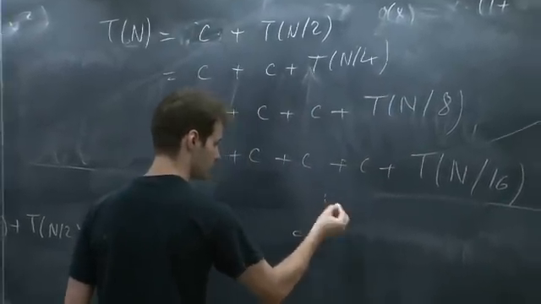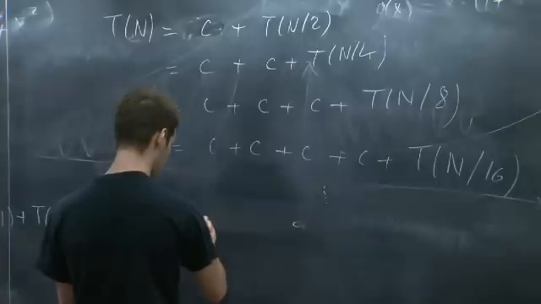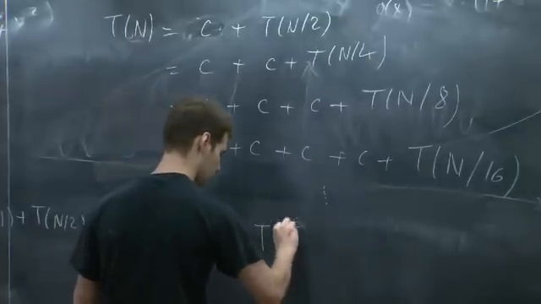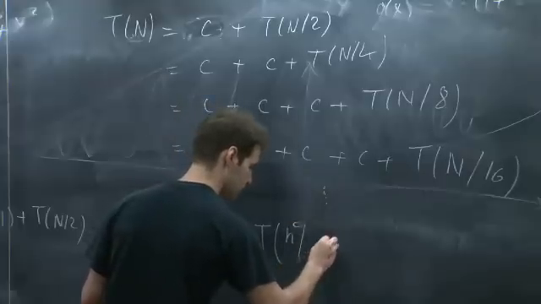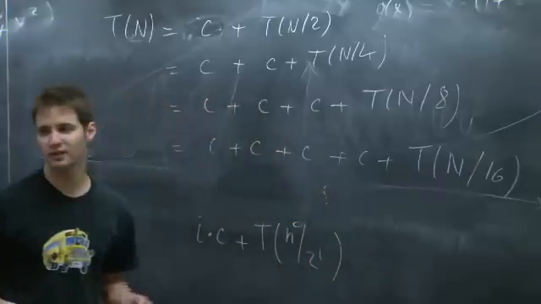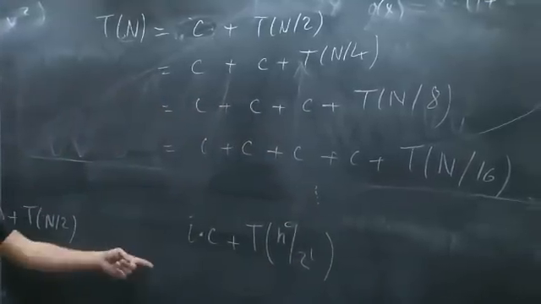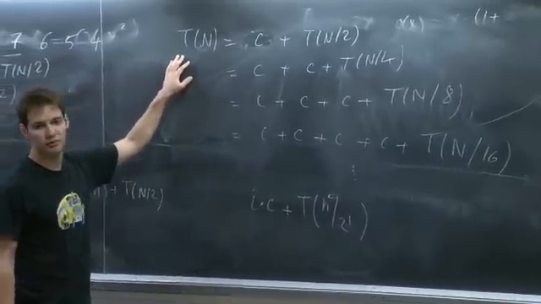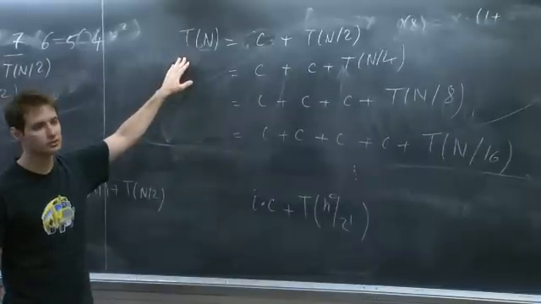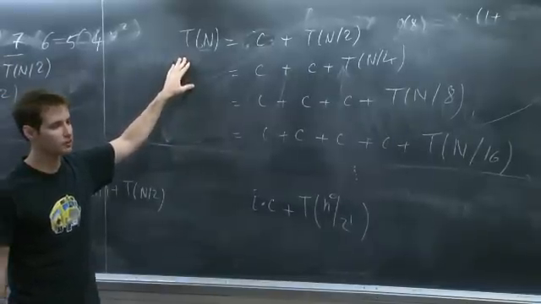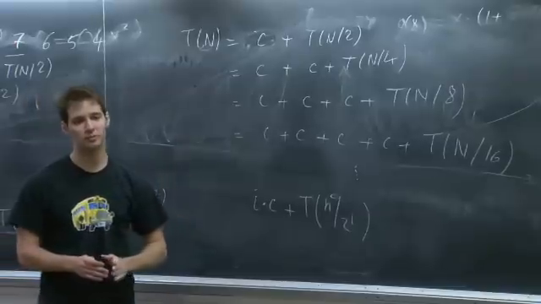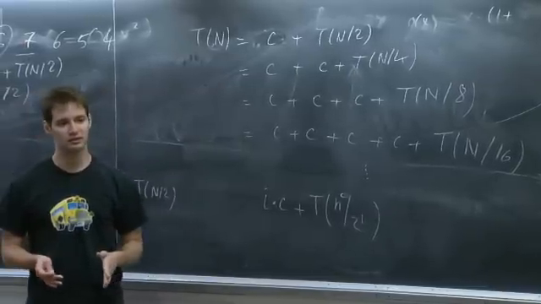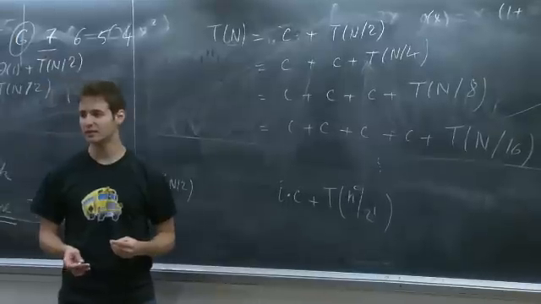So if I expand it a lot of times, I'm going to get i times c plus T of n divided by 2 to the i. And you can expand it as many times as you want until you see the pattern. But this is the pattern. So I have a recurrence. What else do I need in order to get a function? I need a base case. So the problem size gets smaller and smaller, but at some point it becomes so small that I can solve it just by looking at it. What's that case?